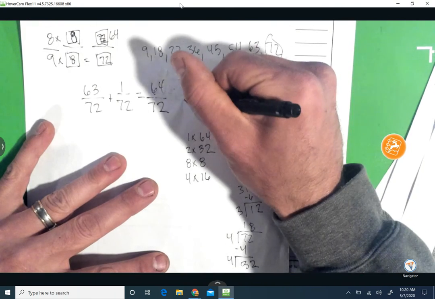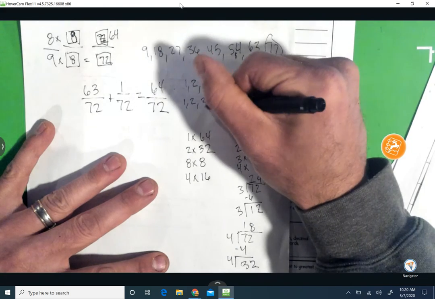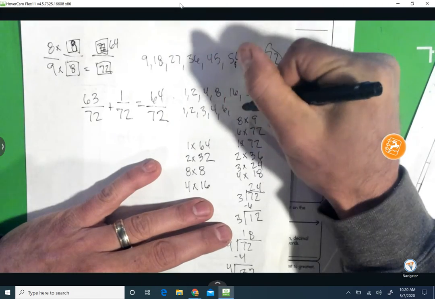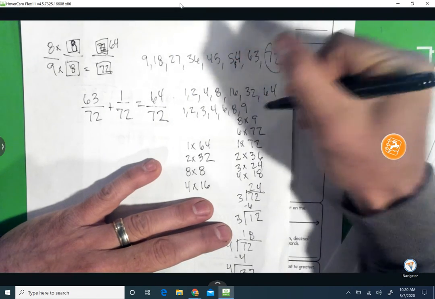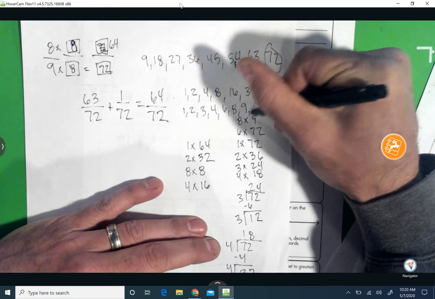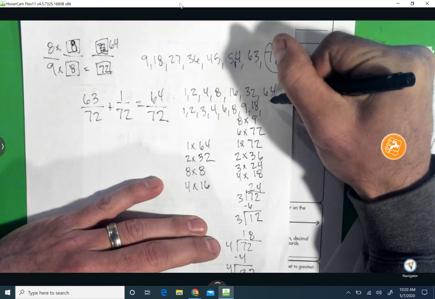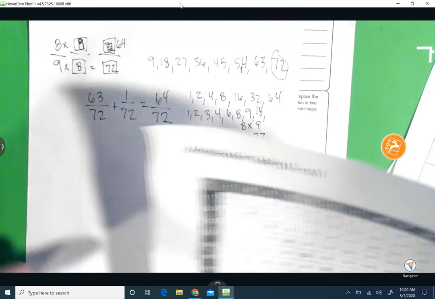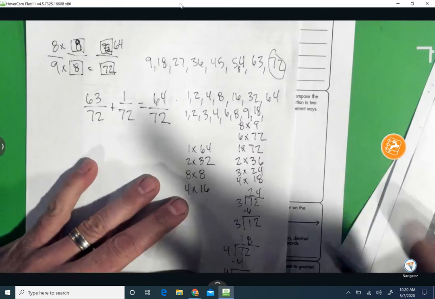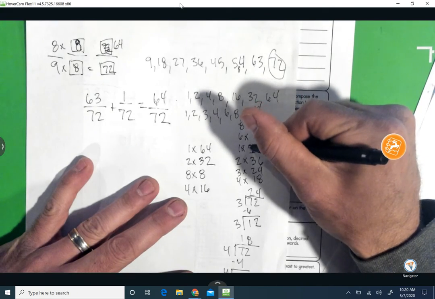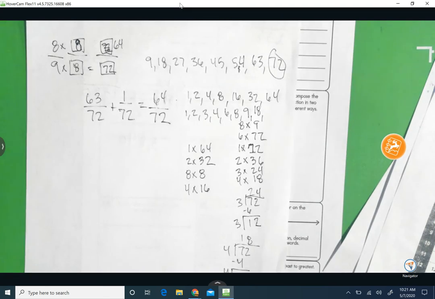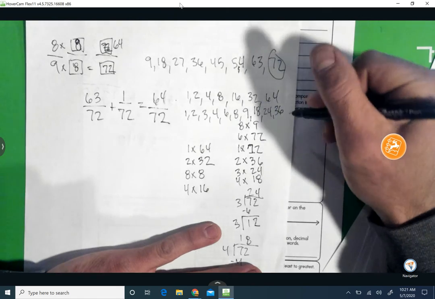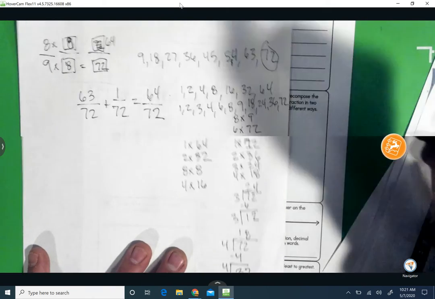So let's list them. We got 1, 2, 3, 4, no 5, we got 6, no 7, we got 8, we got 9, and we have 18. Well, 6 times 72, that is not what I meant to write there. I meant to put 12. Turn that into a 12. Looks like a 12. Okay. Then we have 24, 36, and 72. All right.